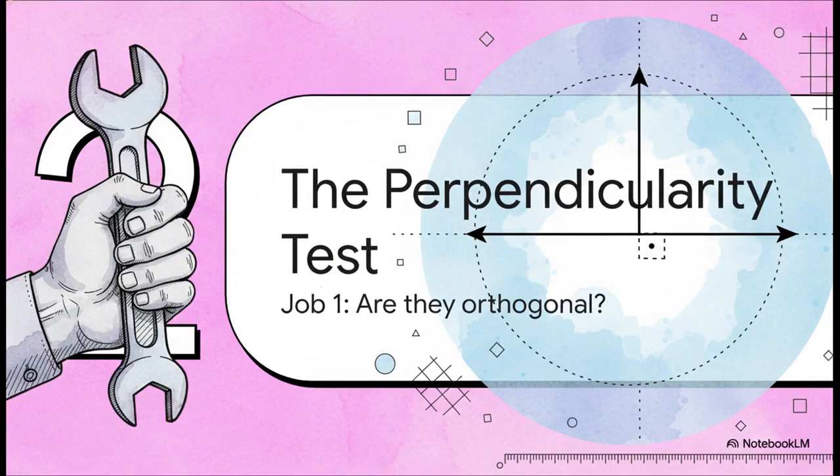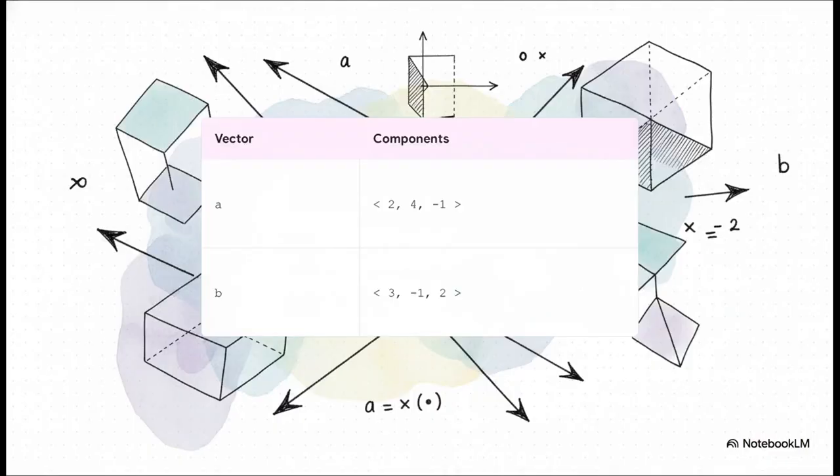All right, tool in hand, let's get to our first job. How can you tell if two vectors are at a perfect 90-degree angle to each other? In vector speak, we call this being orthogonal. And believe it or not, the dot product gives us a shockingly simple way to test this. Let's take a look at these two vectors, A and B. Just by glancing at their components, could you tell if they're perpendicular? It's not obvious, right? So let's fire up our algebraic formula and see what it tells us.